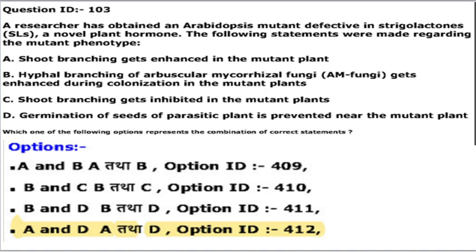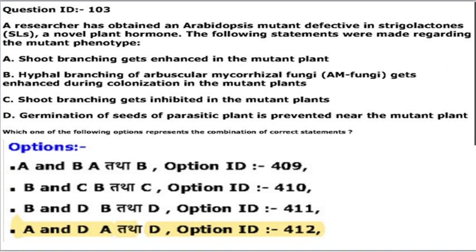First, shoot branching gets enhanced in the mutant plant. The first important function of strigolactone is that a plant with an active form of strigolactone suppresses shoot branching, that is, secondary branching in the shoot. This option is absolutely correct because this particular plant is a mutant and does not have strigolactone. So shoot branching does not get suppressed; it will be enhanced. So option A is correct.